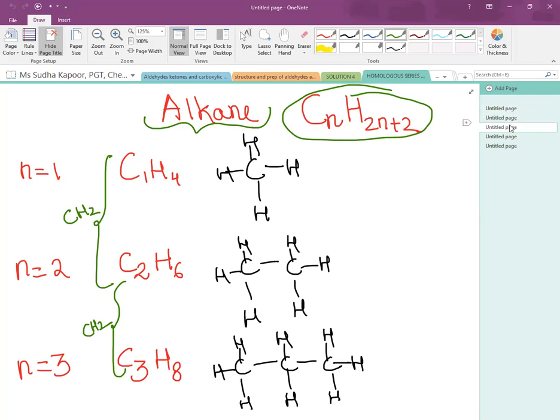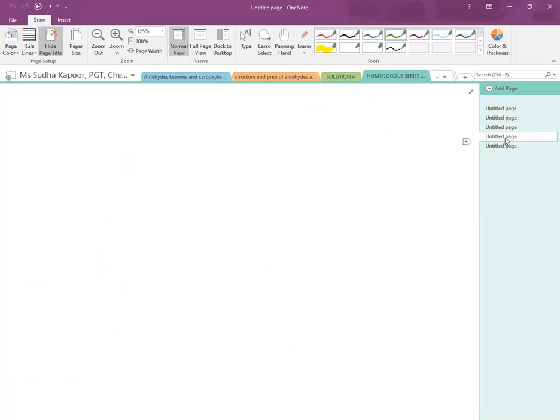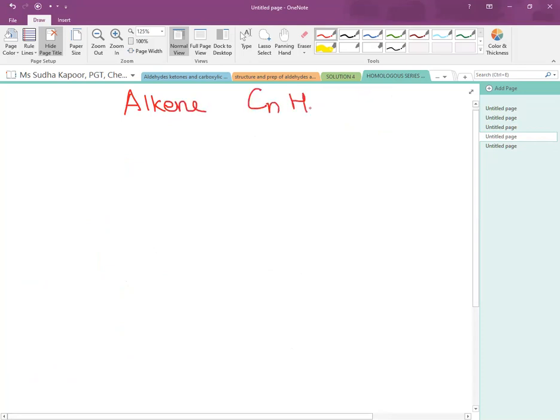Now let us make the homologous series for alkenes, that is, the unsaturated, double bonded compounds. Alkenes are unsaturated hydrocarbons which have the general formula CnH2n and they have a double bond between carbon-carbon atoms. So at least 2 carbons are required for having a double bond.